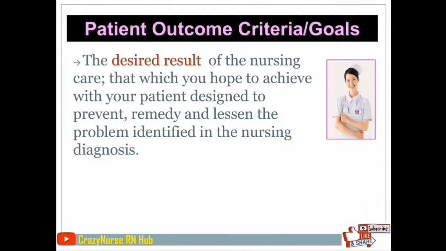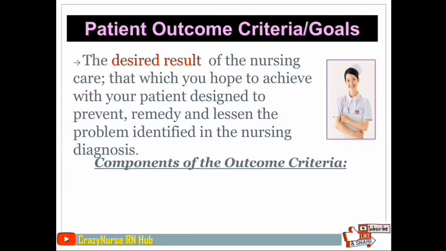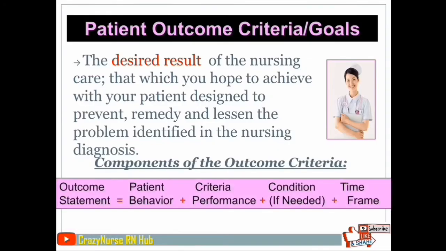Here we have the patient outcome criteria or goals. The desired result of the nursing care, that which you hope to achieve with your patient, designed to prevent, remedy, and lessen the problem identified in the nursing diagnosis. So here are the components of the outcome criteria. The outcome statement includes patient behavior, criteria performance, condition, and time frame.